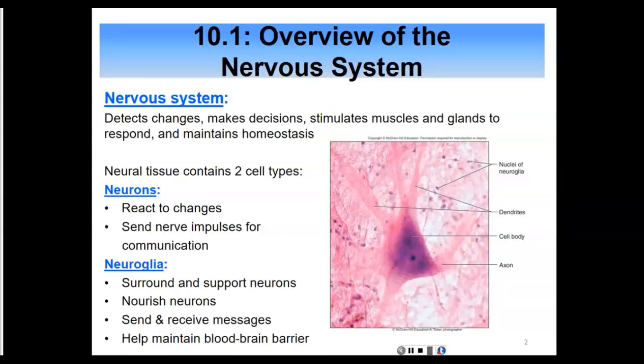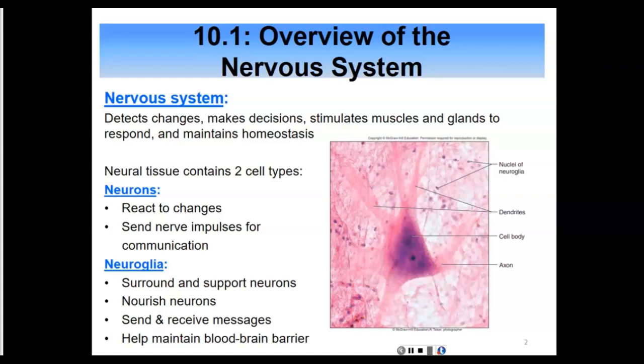the cell types. But the nervous system, as we already know, will detect changes, help make decisions, and stimulate muscles and glands to respond, and it helps maintain homeostasis in the body. There are two types of cells. We have neurons and neuroglia. We've looked at these when we talked about nervous tissue, but we'll spend more time on it today.